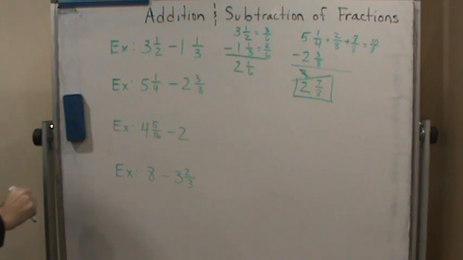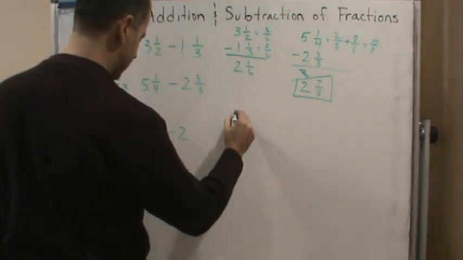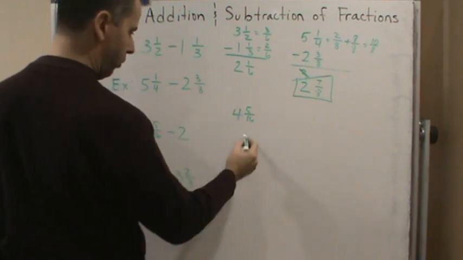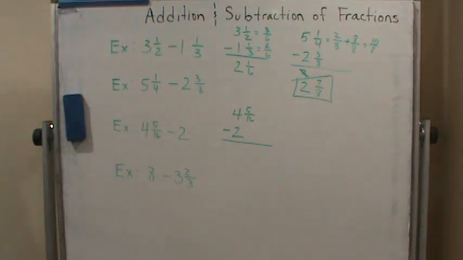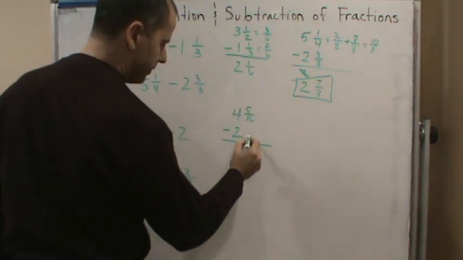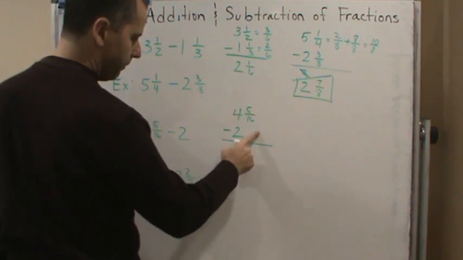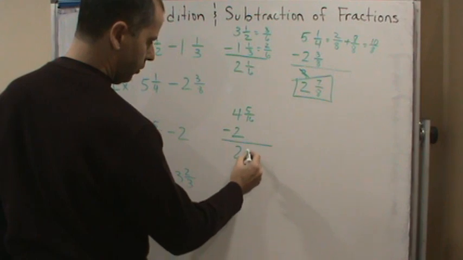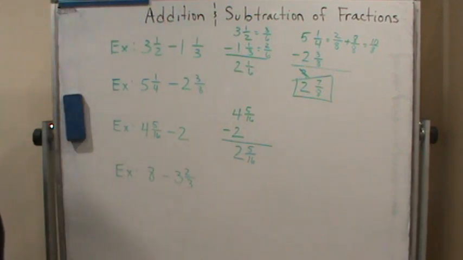Not bad. Now, what about this one? Well, here, if I set this up, again, I'm going to set it up over here, 4 5/16 minus 2. Well, just 2, right? That's it. If you want to put a 0 here, this is just like a 0, right? There's nothing to subtract, right? So this is just going to drop down. So it's going to be 4 minus 2, which is 2, and then 5/16. No big deal. Easy peasy.